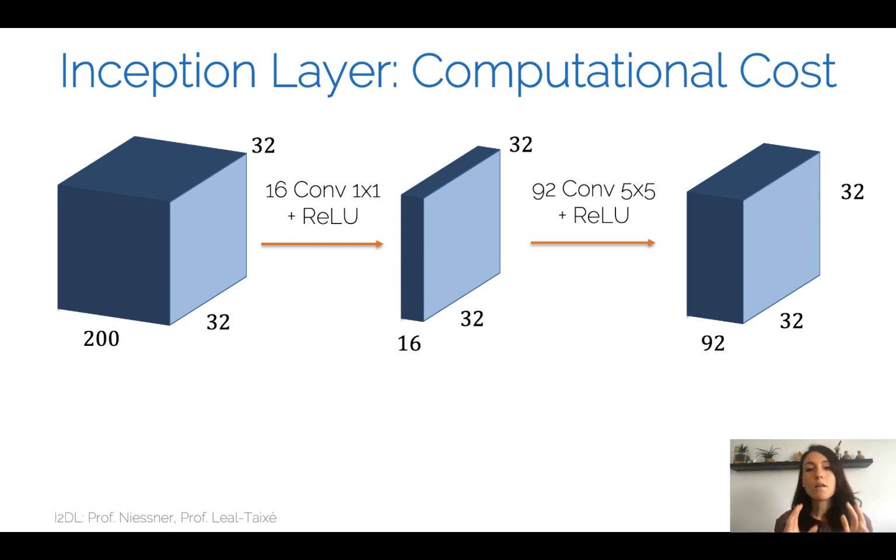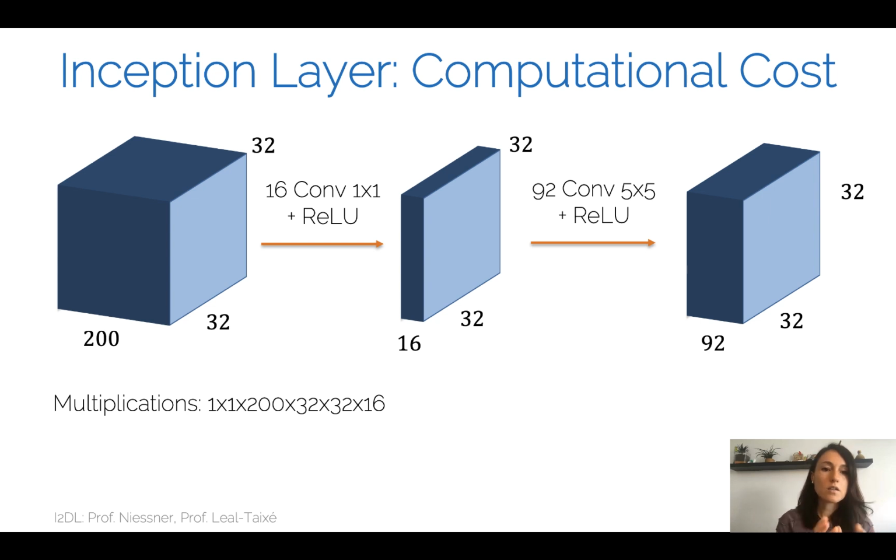So let's look at the computational cost of this alternative architecture. Well, the number of operations for the first convolution layer is going to be, for each 1 by 1 filter, 200 multiplications. And this is to create one value of the 32 by 32 by 16 output. Therefore, I need to multiply it by these three quantities in order to create all the multiplications that I need to go from a 32 by 32 by 200 activation map to a 32 by 32 by 16 map.